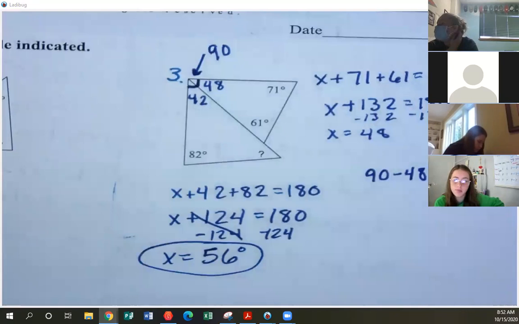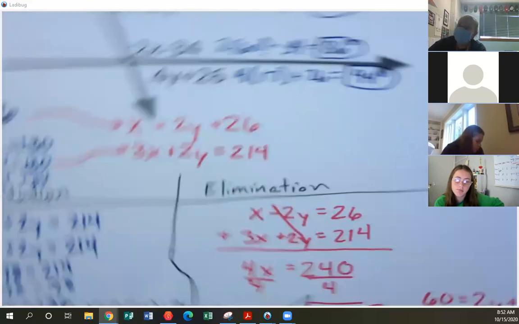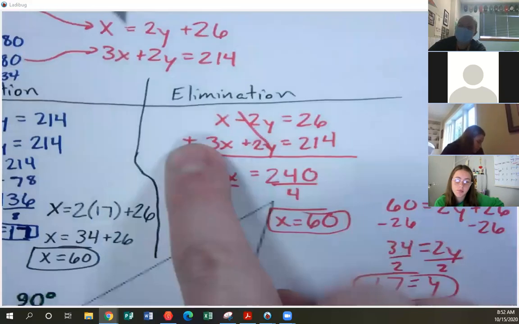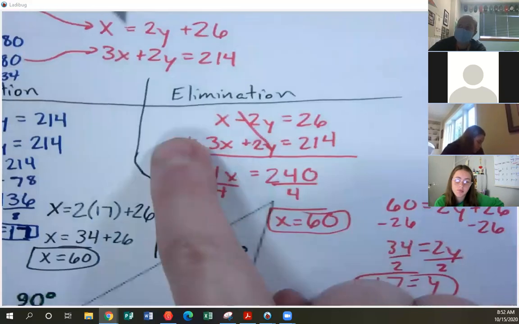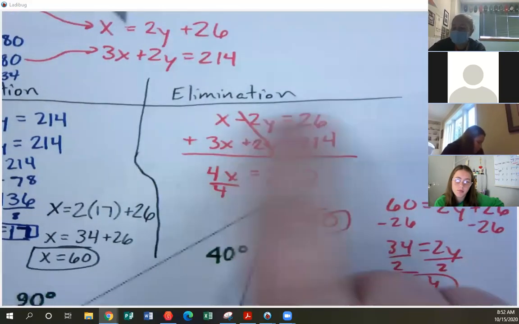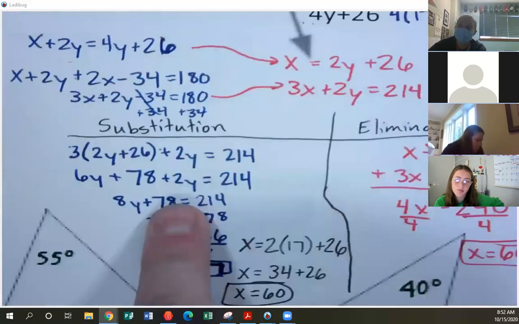I had another question earlier. For elimination, do you always add the two equations? It depends on what is in your equations. If one is positive and one is negative, yeah, you would add them. If they're both negative, you would have to subtract one of the equations and change all the signs all the way across. I would just suggest, if you're not comfortable with elimination, do substitution.